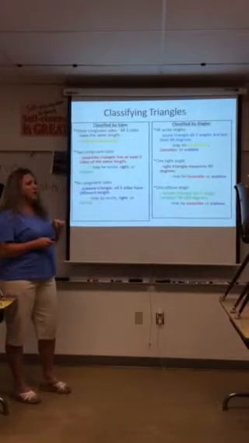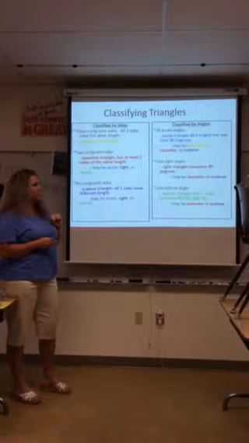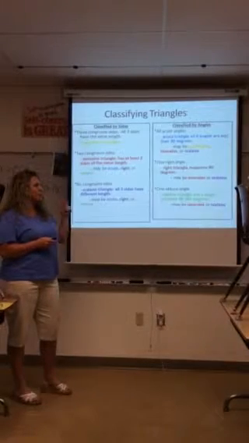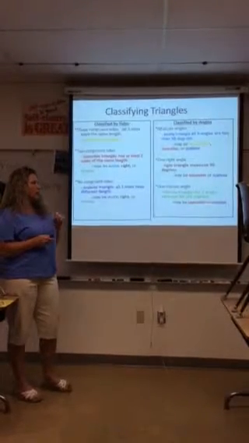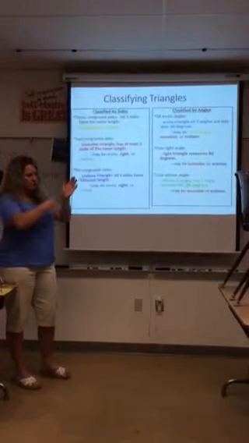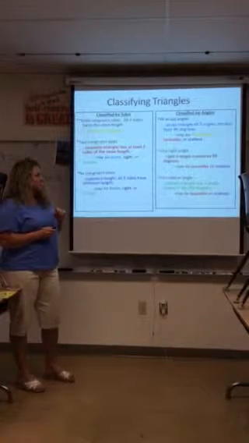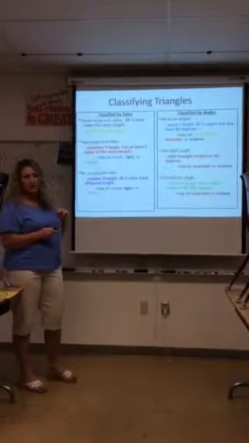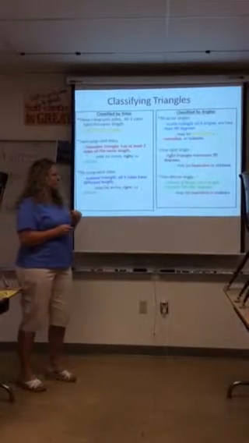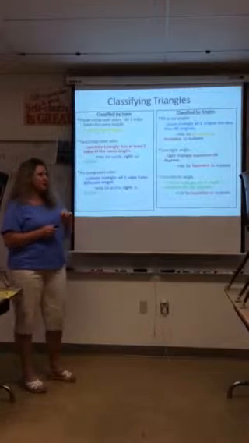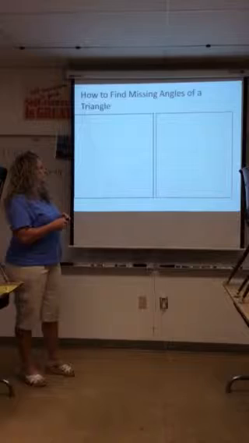Now, based on angles, with all acute angles, all three angles are less than 90 degrees. This may be equilateral, isosceles, or scalene. One right angle: all you need is one with 90 degrees, so look for that little L, look for that little red box, and that is a right angle. And this can also be isosceles or scalene based on the outside lengths. One obtuse angle has one angle between 90 and 180 degrees. This may also be isosceles or scalene.